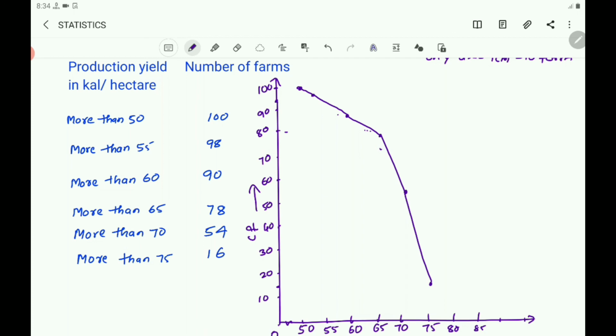So you got a more than type curve, a more than type ogive. This way, without a graph sheet, you can draw the ogive graphs. That may be a less than type ogive or a more than type ogive.